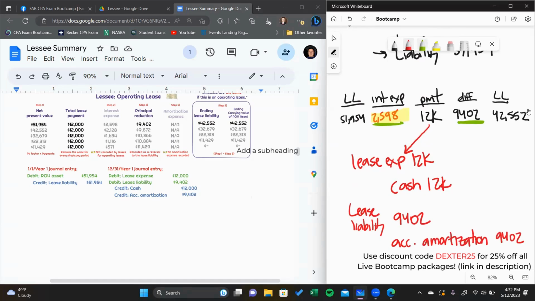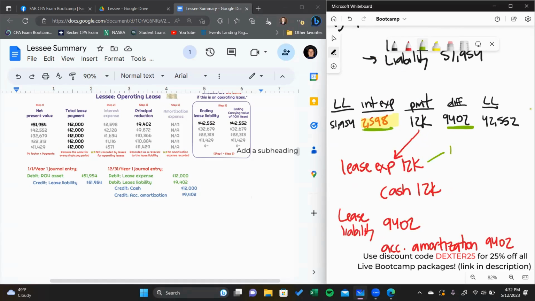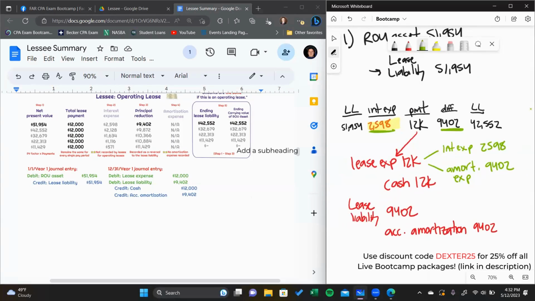So essentially, this lease expense here is a combination of interest expense of $2,598 plus amortization expense of $9,402. But instead of breaking it out and debiting interest expense and amortization expense, we just roll it all up and expense it under the name lease expense. So lease expense is essentially a combination of both interest expense and amortization expense. We're just combining them and calling it something different.